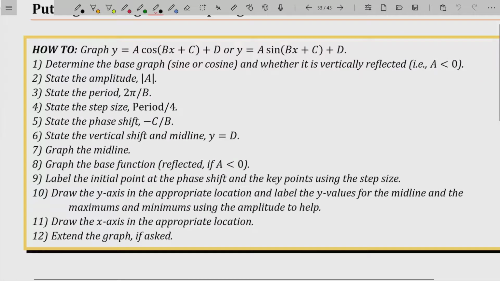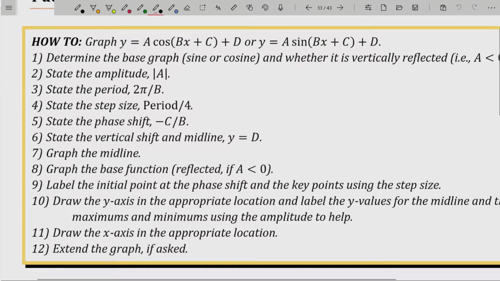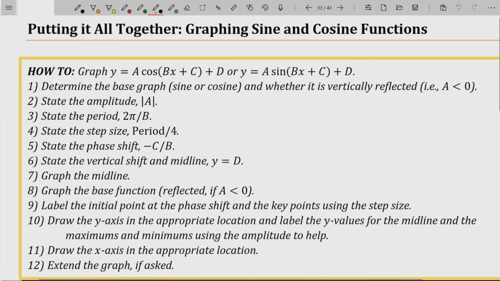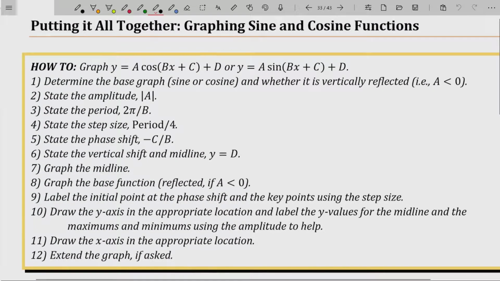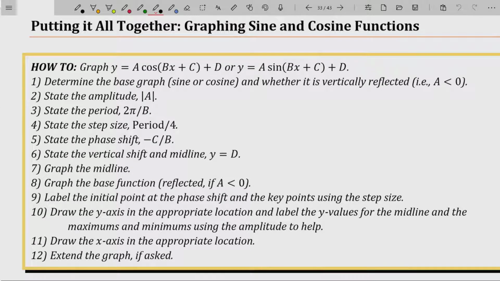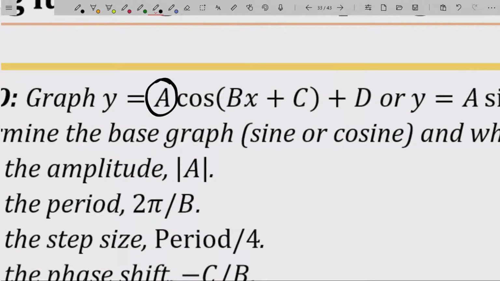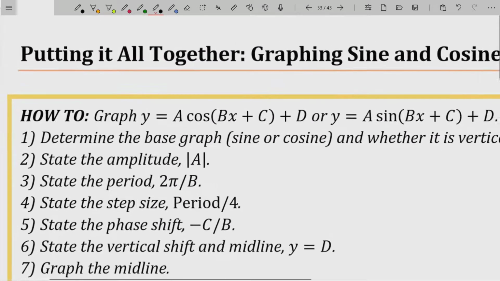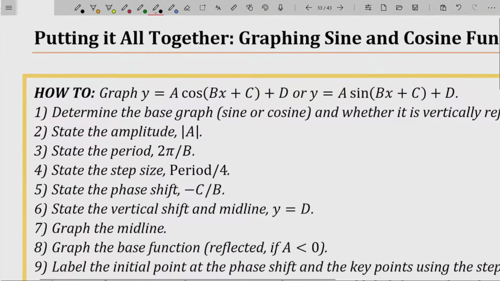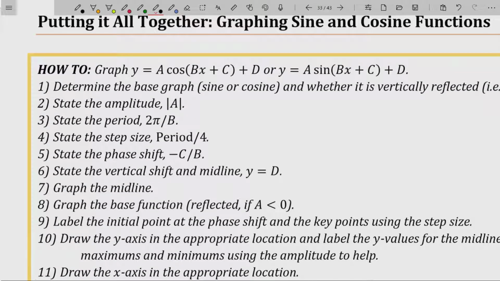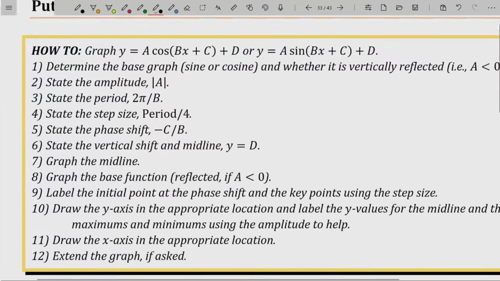There's no way you need to actually go step by step like this, but this is honestly what you end up doing when you graph a sine or cosine function. Very first thing you do is just say, is it a sine or cosine? You determine the base graph. You also want to determine if it's vertically reflected. That is, is its coefficient negative? If this coefficient here is negative, then obviously the graph is flipped about the x-axis. Then you want to state the amplitude, because that's going to be very helpful. You're going to state the period, you can state the step size, the phase shift, the vertical shift in midline, which is y equals d.